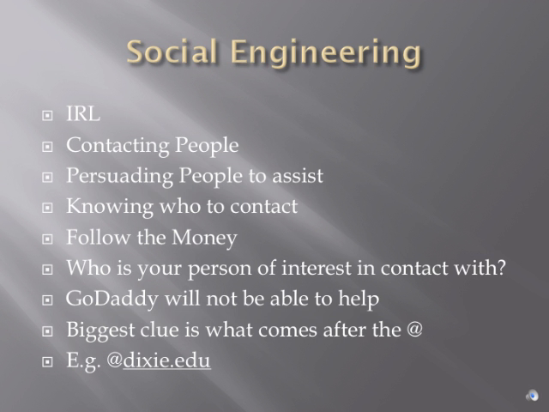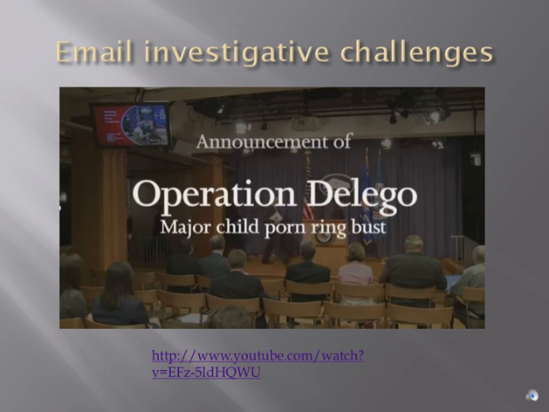It comes in handy to know who to contact. Sometimes it's best to follow the money. Who is your subject of interest paying for their email service? Who is your person of interest in contact with? GoDaddy provides a lot of really large servers. They're not going to be able to help. Smaller stores might be able to help a little bit more, but like I said before, the biggest clue is what comes after the @ symbol.